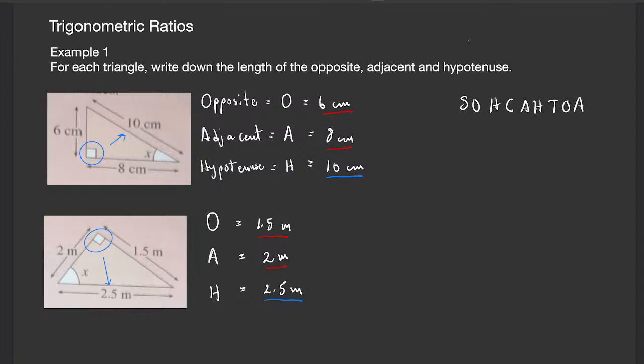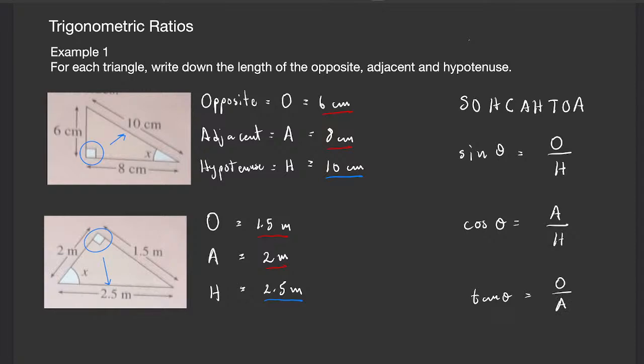And what exactly does it stand for? Well, for the trig ratios, we have sine the angle. In this formula here, our angle is theta, is equal to the opposite over the hypotenuse. Cos the angle is equal to the adjacent over the hypotenuse. And tan the angle is equal to the opposite over the adjacent. And remember, we're talking about the sides here.